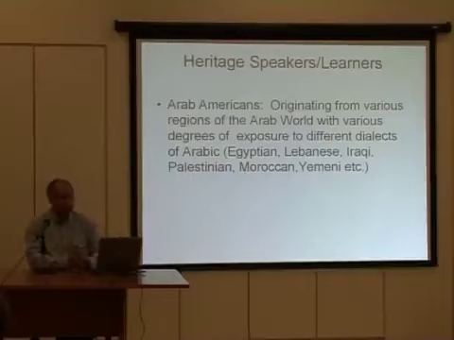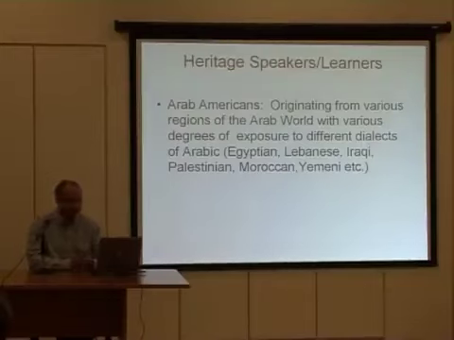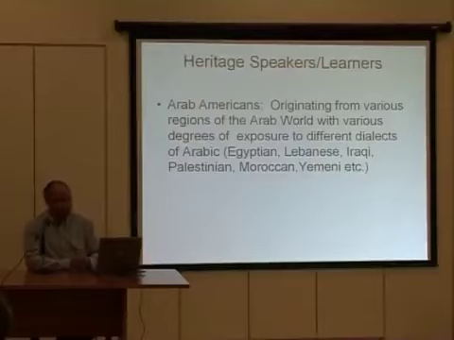So the Arab Americans that we have in the United States in general, these are people who originate from various regions of the Arab world, with various degrees of exposure to different dialects of Arabic. You get Egyptian, you get Lebanese, of course. Lebanese has been in the United States for centuries, because that's the earliest immigration of speakers of colloquial Arabic, which started with people coming from Lebanon and Syria during the Ottoman period. But you also get now Iraqi Arabic, Palestinian, Moroccan, Yemeni.